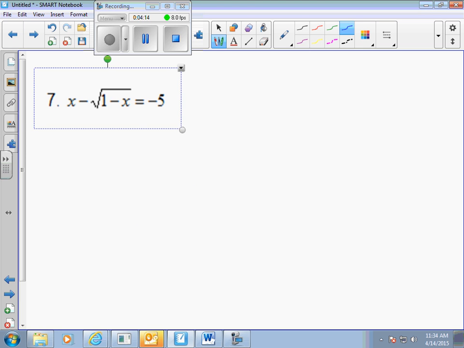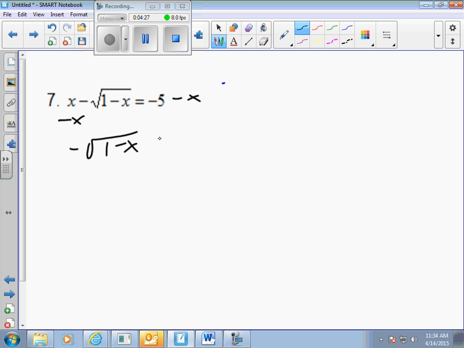On this one, remember, we always want to get the radical by itself if we can, so I'm going to subtract x from both sides. And so then I get negative square root of 1 minus x equals negative 5 minus x. Let's square both sides.